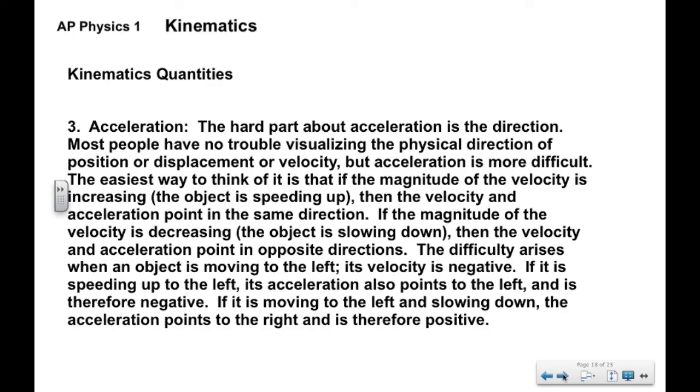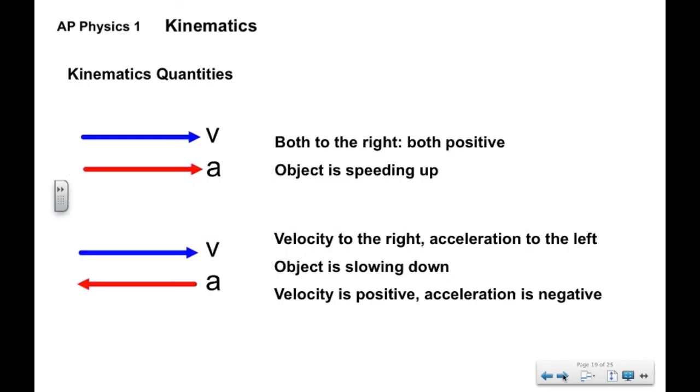The difficulty arises when an object is moving left. If its velocity is negative and it's speeding up to the left, its acceleration also points to the left and is therefore negative. If it's moving to the left and slowing down, the acceleration points to the right and is therefore positive. That's the tough one. So now, this visualization will help you a little bit.